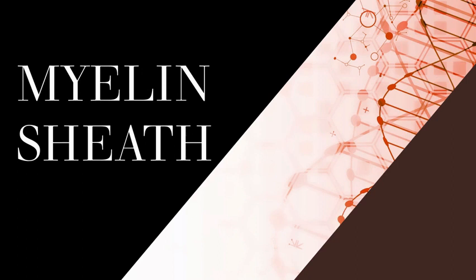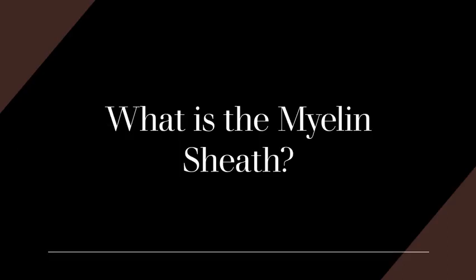Today, we're going to be discussing the myelin sheath in more detail. So, let's begin. A myelin sheath is a sleeve that's wrapped around each nerve cell, or neuron. It's a protective layer of lipids and protein that coats the main body section of a neuron, called the axon.